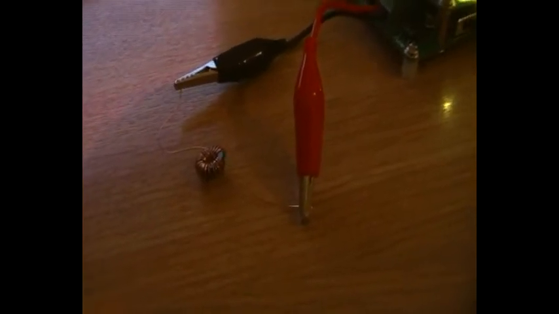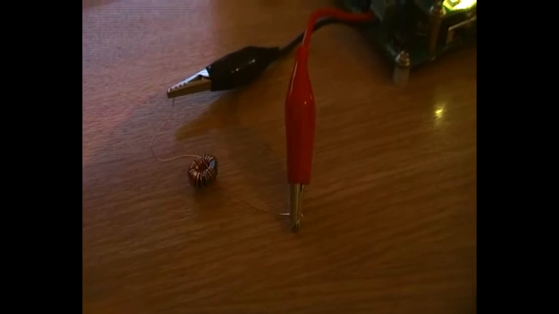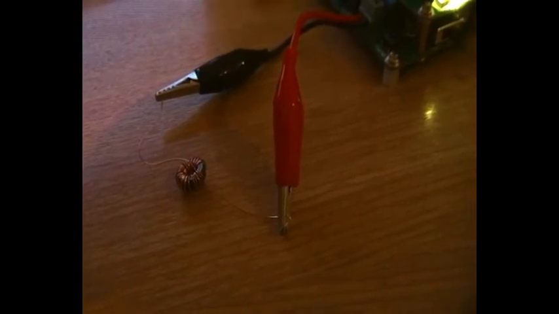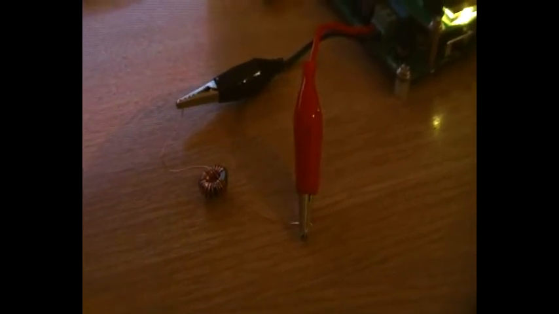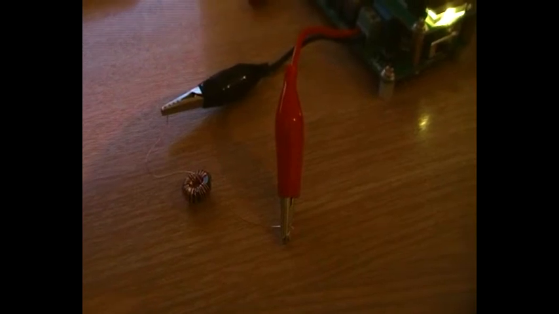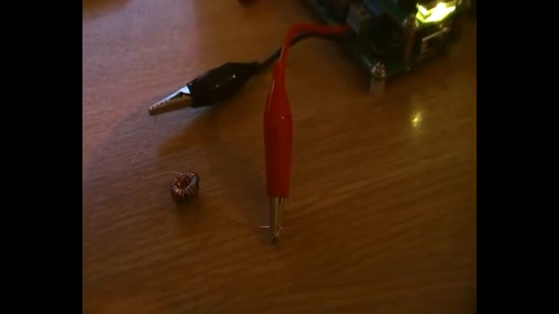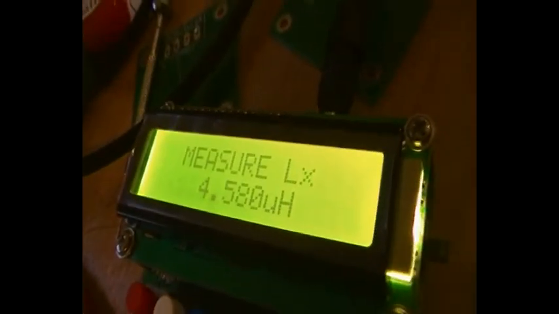And the mix for this one's called mix 68. And the millihenries per 1,000 turns is 9. So you can see the difference there between an AL of 2000 and an AL of 9. Gives you a much lower value per turn.